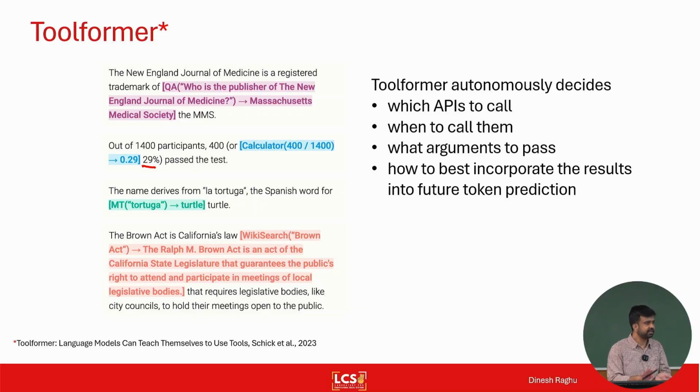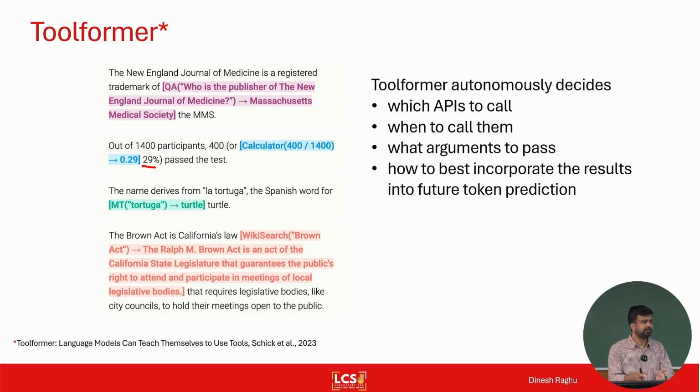So this is not a very specific task, it's just like a sentence prediction, right? So similarly they say that the name derives from La Tortuga, the Spanish word for something, right? So at this point in time it knows that it needs to translate this Spanish word to English. So maybe it's better to use a translator, get the output of the translator, and then decide what should be my next word, right? That will increase the correctness by quite a bit.